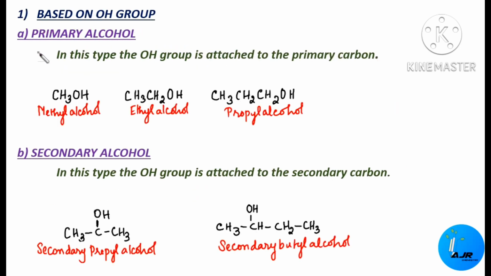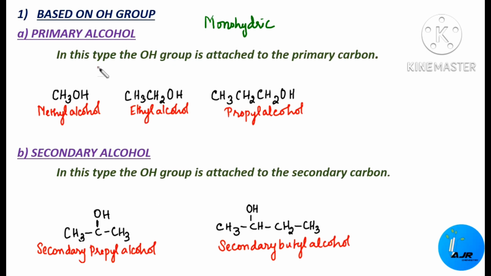Based on the OH group, the first one is the primary alcohol, and that also comes under the monohydric type. As I told you earlier, there are different categories: monohydric, dihydric, trihydric and polyhydric. What do you mean by monohydric? Monohydric means that in that particular alcohol only one OH group will be there. These compounds contain only one OH group, so those types of alcohols are called monohydric alcohols. Under monohydric alcohol, we have primary alcohol, secondary alcohol and tertiary alcohol.